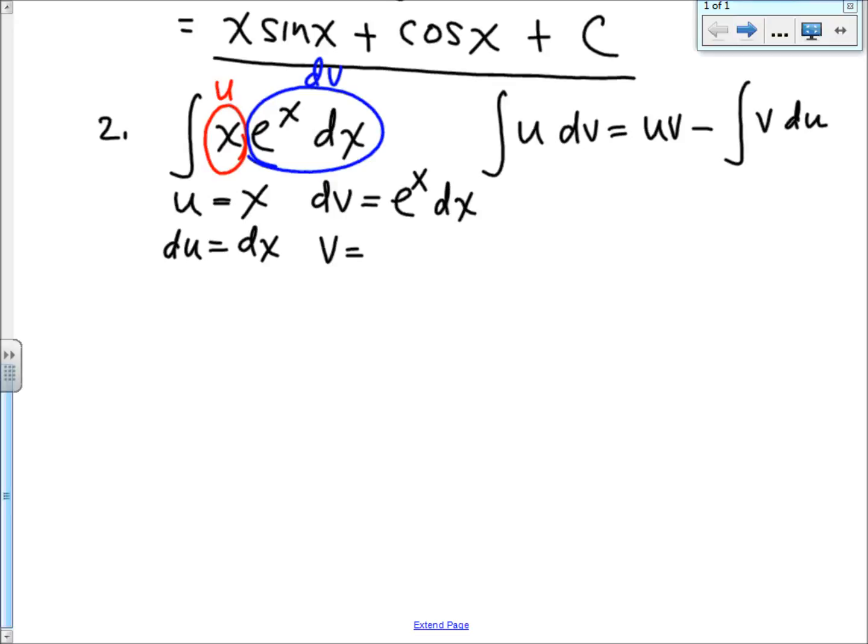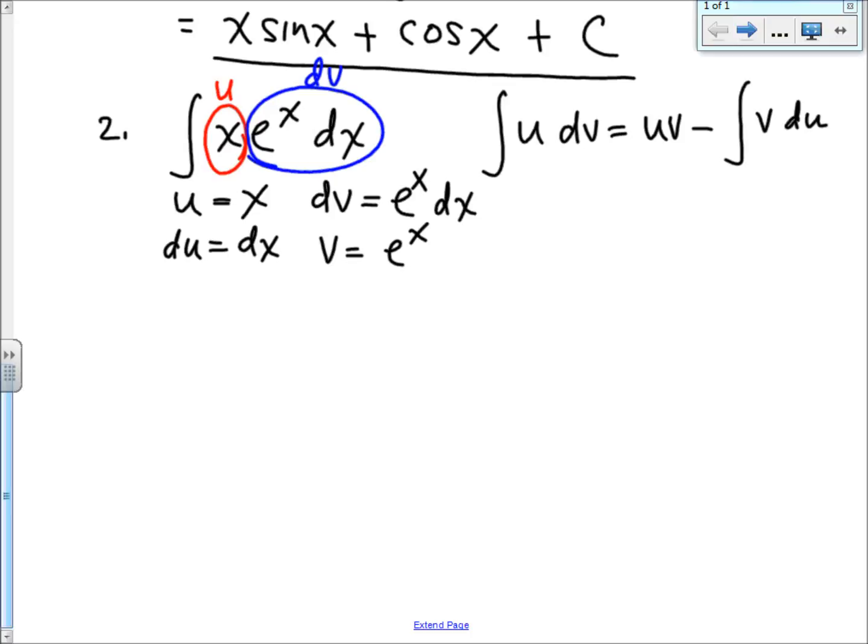How do I get v from dv? You've got to integrate it. So I'm not going to show that step. But if I integrate e to the x, what do I get? E to the x. So I'm following this rule right here. So I get e to the x.